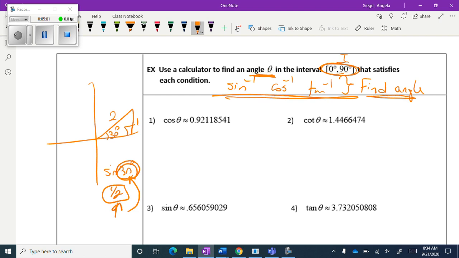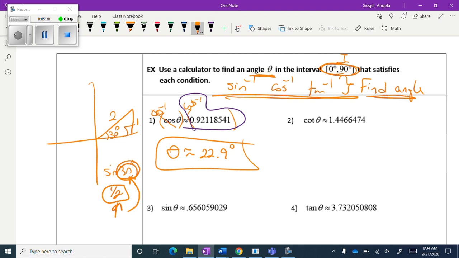Okay, so on number one, here's the math behind it. If I multiply both sides by the cosine inverse, these cancel out, and I get theta is equal to the cosine inverse of all this. So go ahead and type that in your calculator, and you should get about 22.9 degrees. And I don't care where you round off on that one.